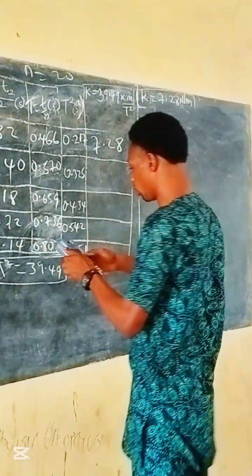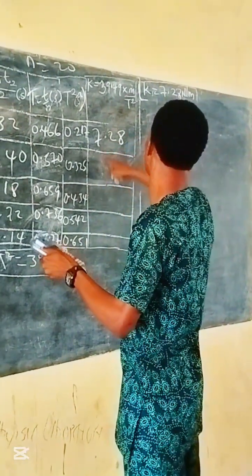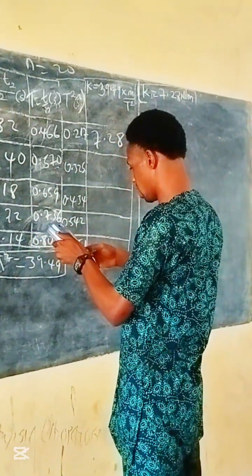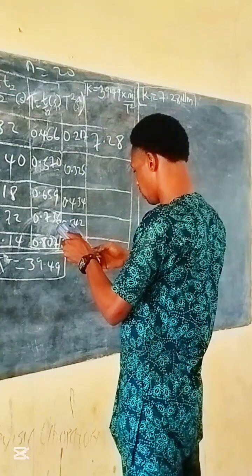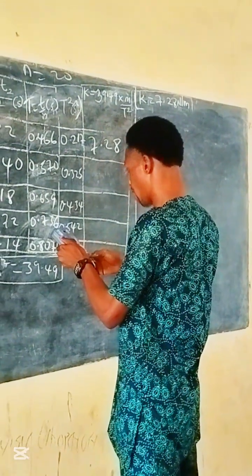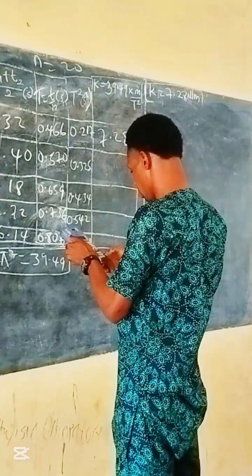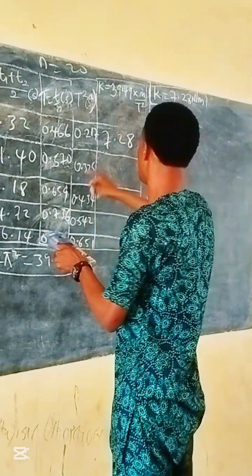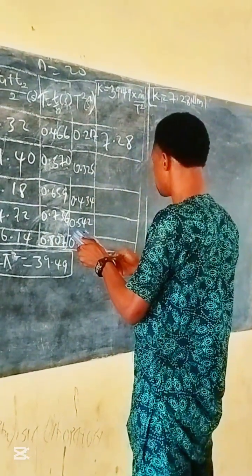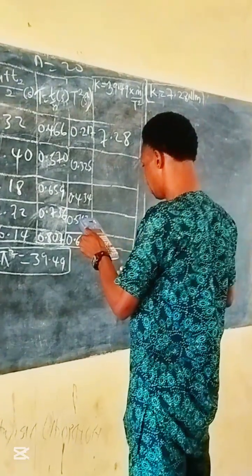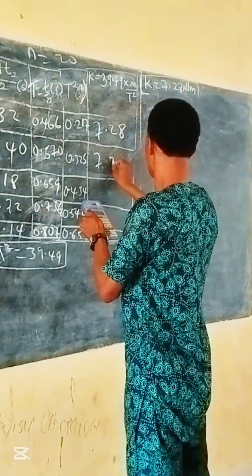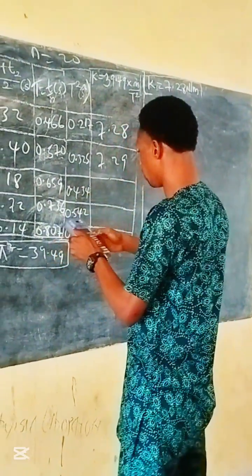Let me put it through. I'll do the second one also. So this place will now give me, for the second one, 39.49 times the second mass, 0.06, divided by my T square for here, which is 0.325, and that gives me 7.29.